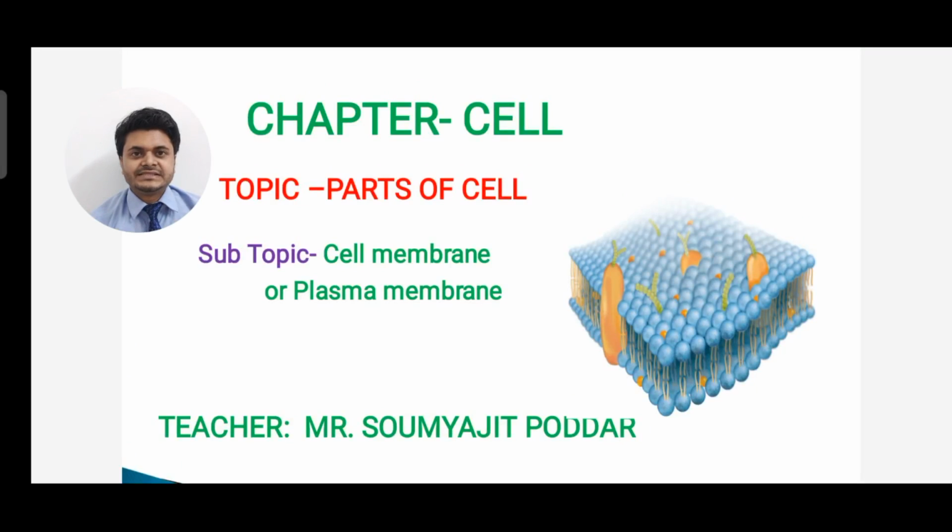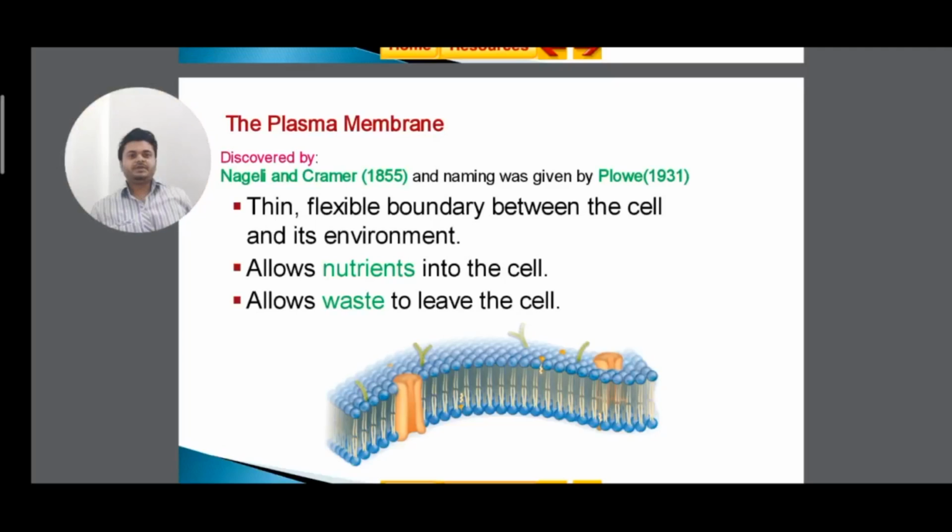So students, let's start with the topic cell membrane. This is from the chapter cell. So let's start. Plasma membrane was discovered by Nageli and Kramer in 1855 and its name was given by Pauli in 1931. What is this all about? It is a very thin flexible membrane and it allows nutrients into the cell and allows waste to leave the cell.